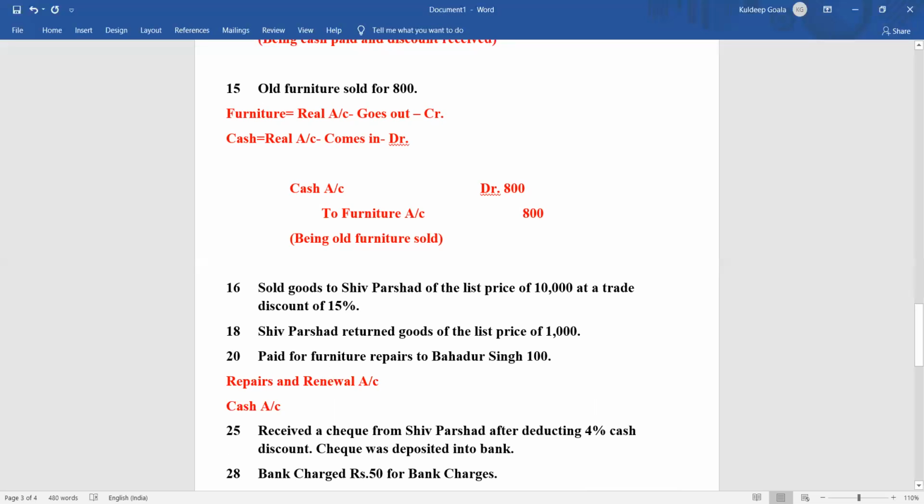Paid for furniture repair to Bahadur Singh. Bahadur Singh also we will not take. Okay, why we will not take? Because whenever you are paying any amount of money to any labor for labor charges, we are not going to write the name of the labor. Payment करते वक्त labor का नाम लिखने की जरूरत नहीं है. Okay, why? Because their account is not mandatory for us.